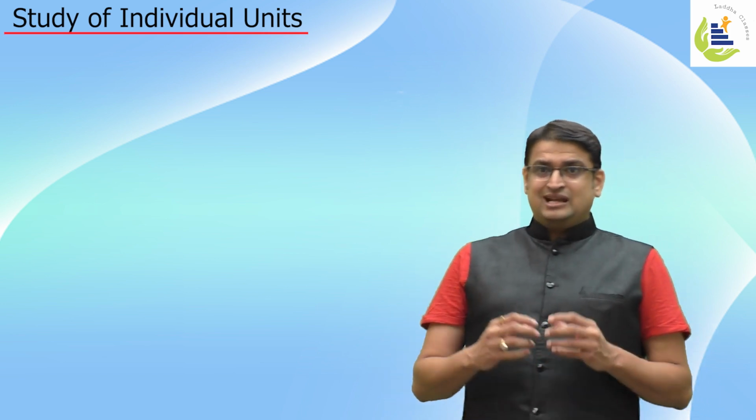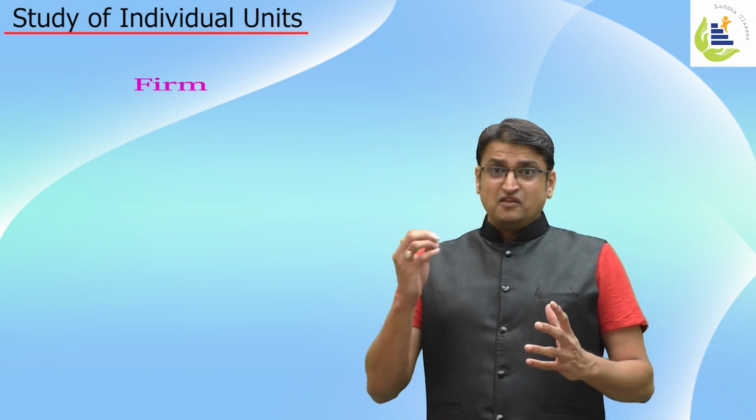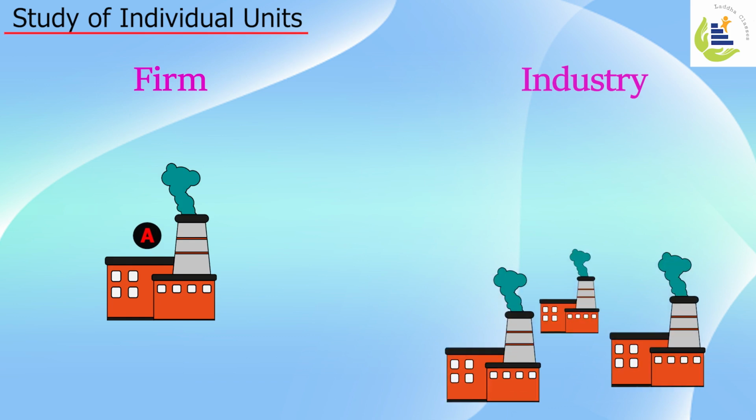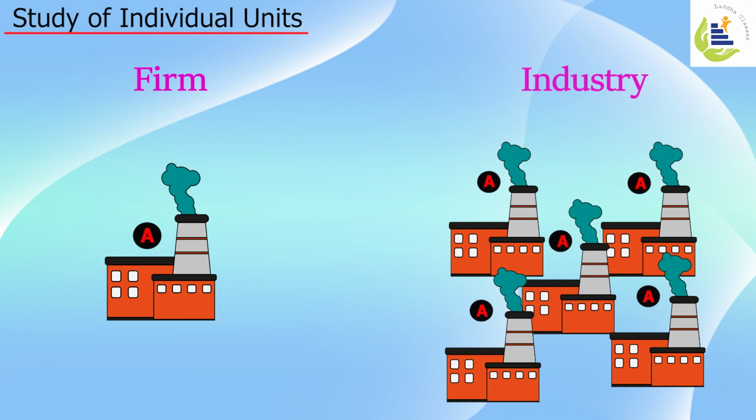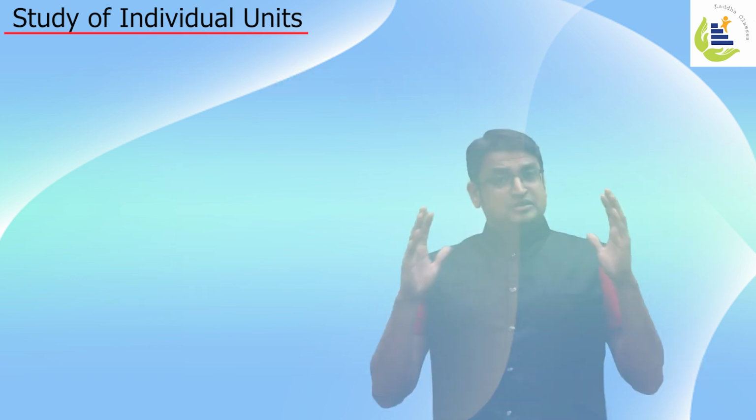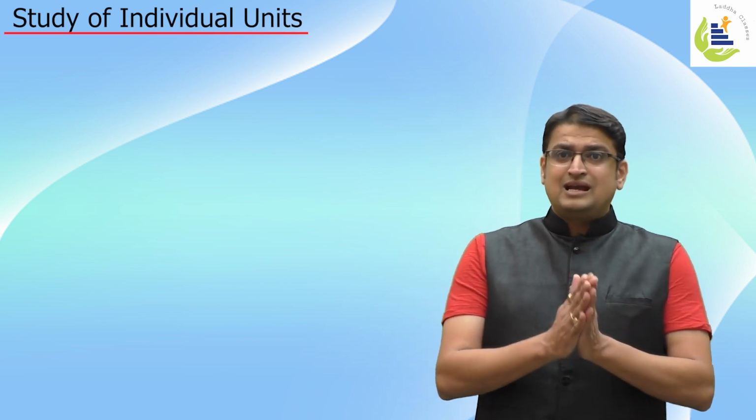Here I'll take a minute and explain the difference between a firm and an industry. A firm is a company which produces a particular product, whereas an industry is a group of companies which produce the same type of product. I'll give an example, let's say, the automobile industry. In the automobile industry, there are different companies, but they are producing the same type of product, just like Bajaj, Honda, TVS. So there is a difference between an individual firm and an individual industry.